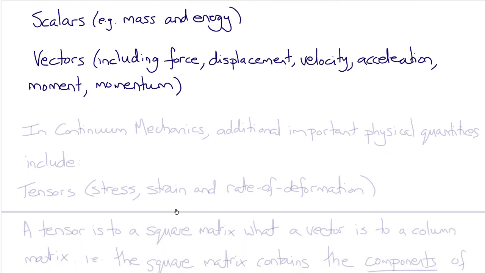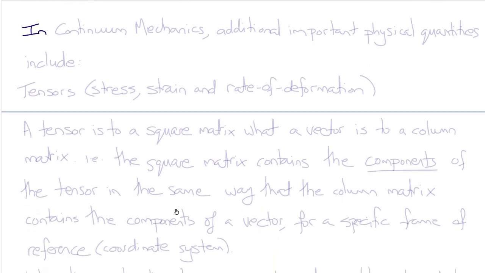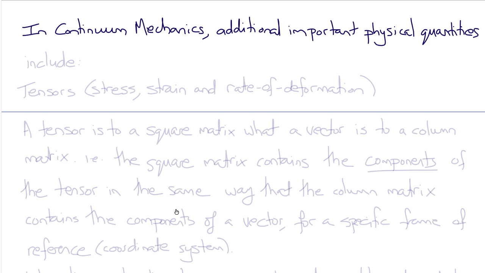And in continuum mechanics, there are additional important physical quantities which are tensors. And a tensor is to a matrix, square matrix, what a vector is to a column matrix. And properties that are tensors in mechanics that are important are stress, strain, and rate of deformation, among others.